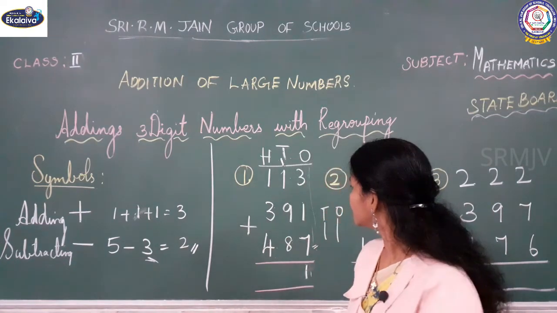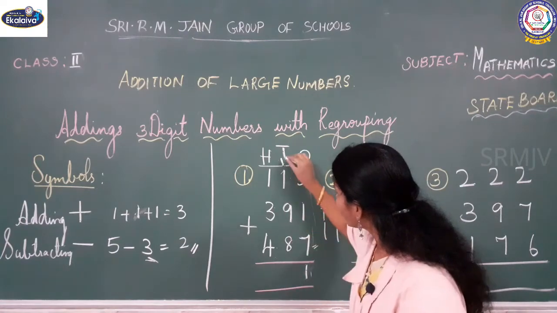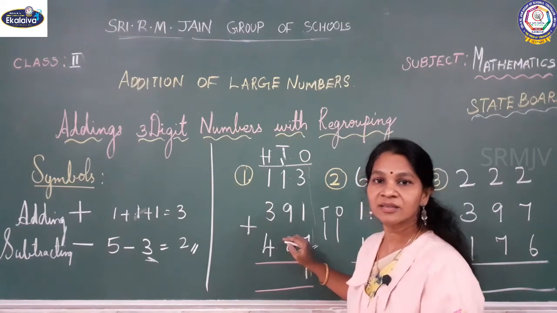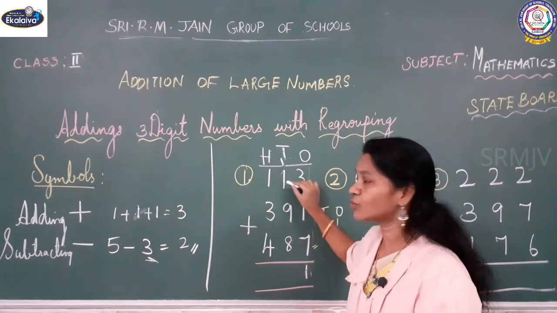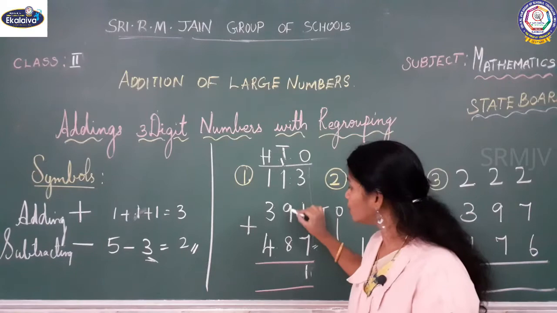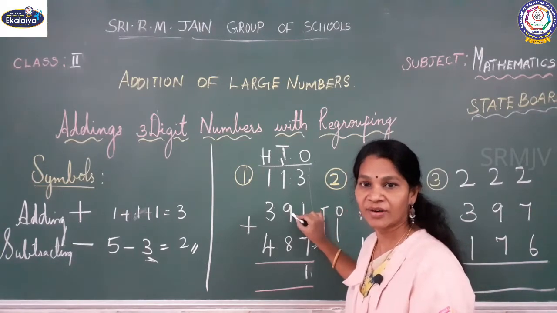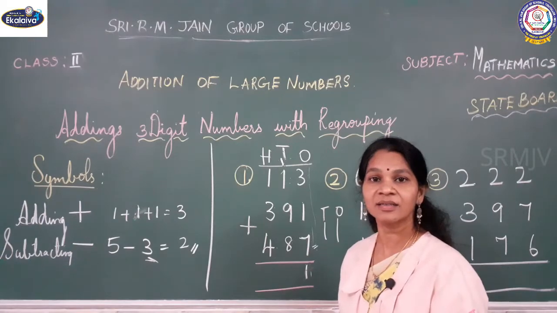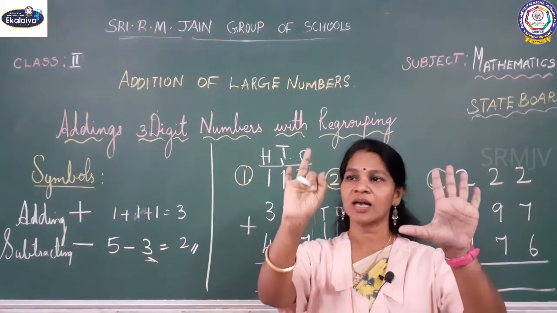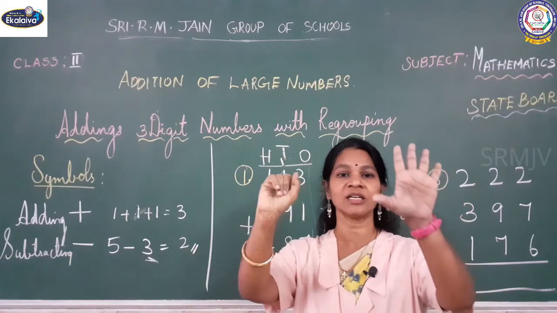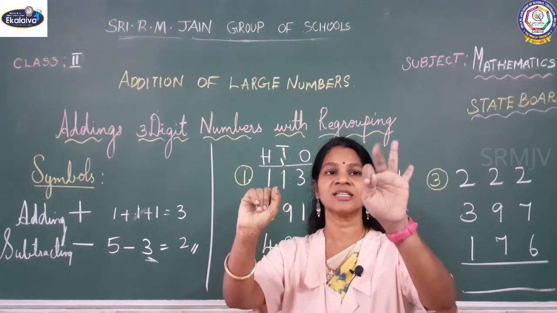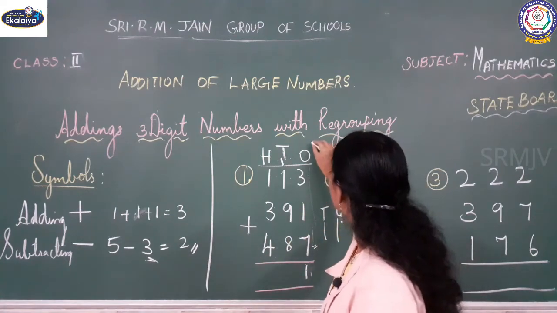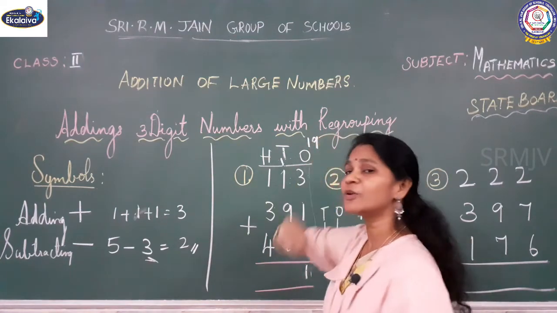What is the number that comes here? If we add all these 4 numbers, what is the number that will come here? Can you tell this? 1 plus 1 is 2. 2 plus 9 is 11. 11 plus 8 is? 12, 13, 14, 15, 16, 17, 18, 19. Yes, what is the number? 19. Which number we have to write?